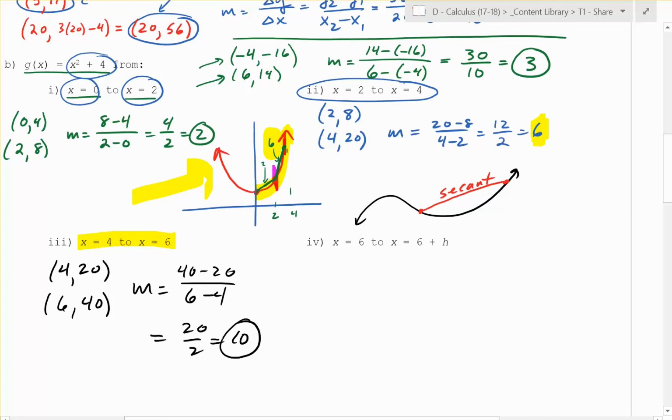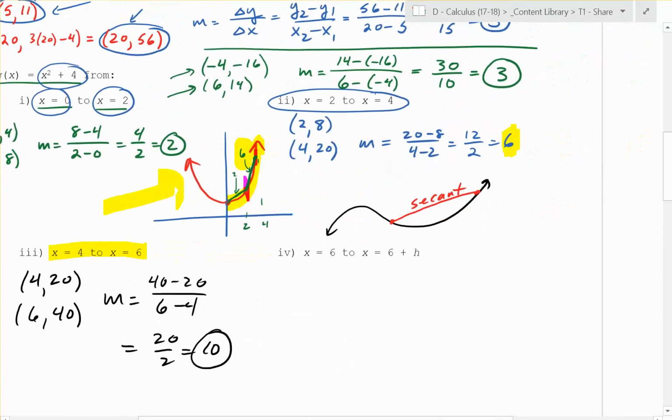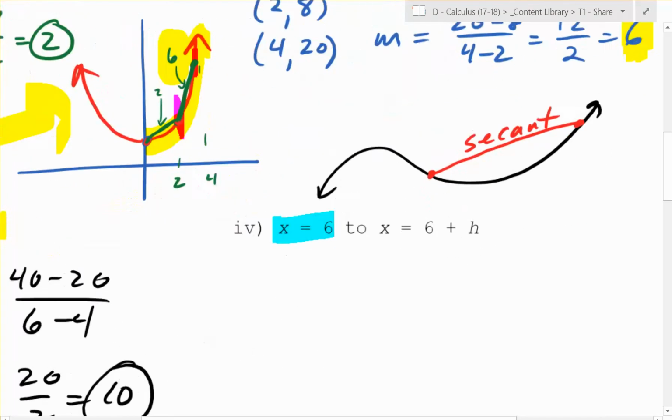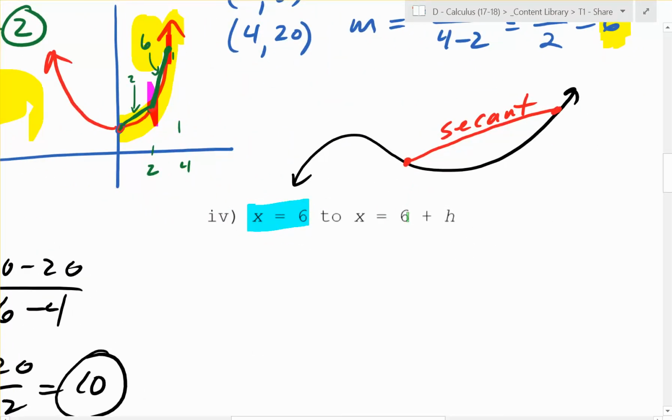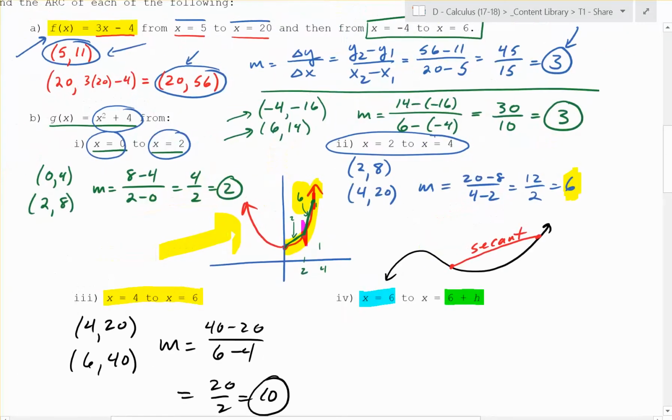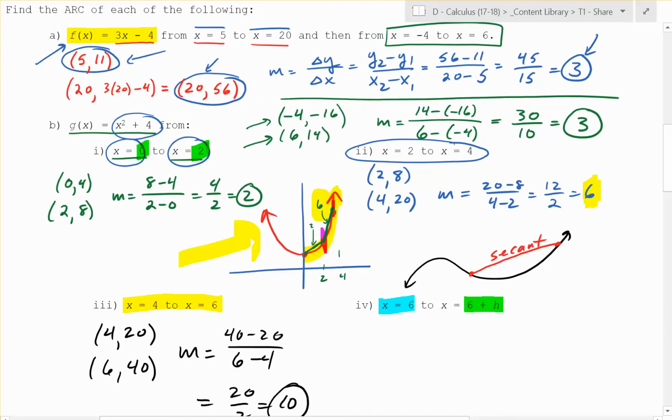So now let's generalize here. Let's generalize here, meaning let's go from x equals 6 to 6 plus h, meaning h will be in our answer. So we've kind of been doing this before. We went from 0 to 2, we went from 2 to 4, we went from 4 to 6. We kind of had a difference of 2, but let's see what happens when we go from 6 to 6 plus h. Remember, h will be in the answer.